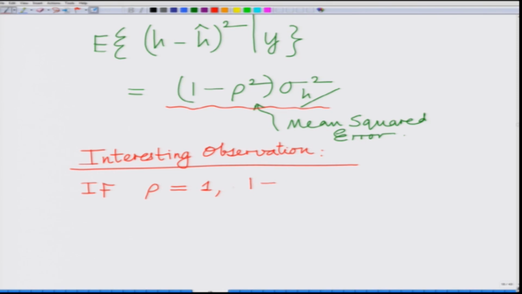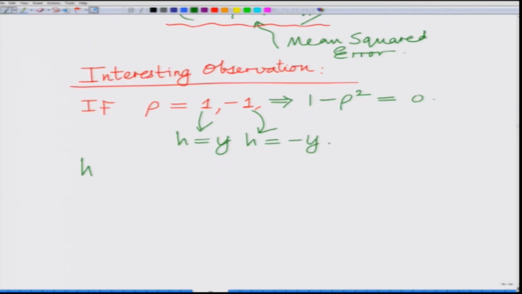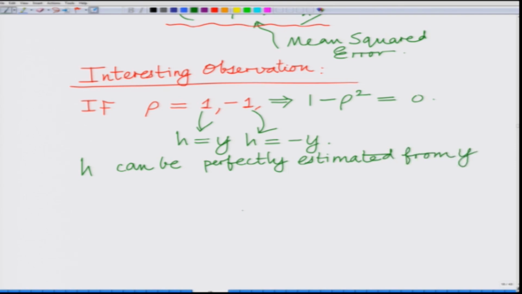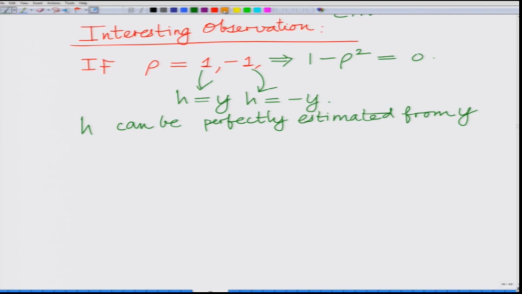So, if rho equals 1 or for that matter minus 1, this implies 1 minus rho square equals 0. In this case, H is basically equal to Y or H is basically equal to minus Y. H can be perfectly estimated. A colloquial way of saying it is H can be perfectly estimated from Y since the correlation is minus 1 or 1. If the correlation is 1, H is equal to Y; if the correlation is minus 1, H is equal to minus Y.